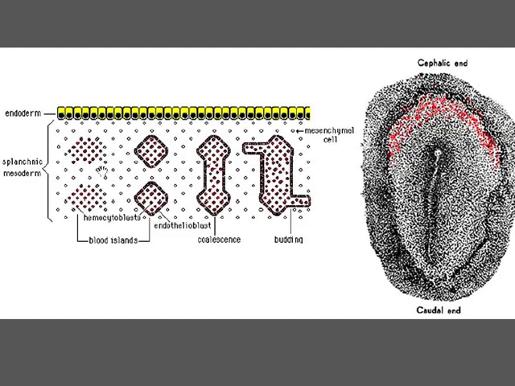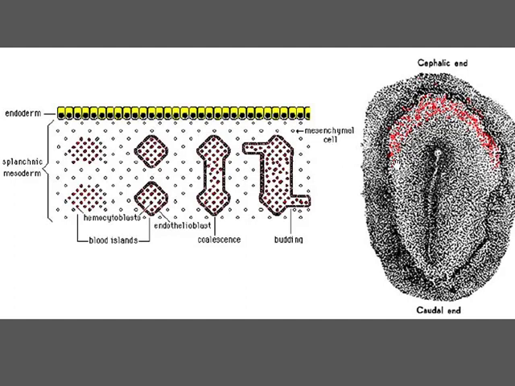hematocytoblasts or blood cells. The blood islands are formed as the hematocytoblasts induce the surrounding mesenchyme cells to form endothelial blasts. The individual blood islands grow in size, they coalesce, and they give off buds. In many areas, the initial vessels will degenerate as development proceeds.